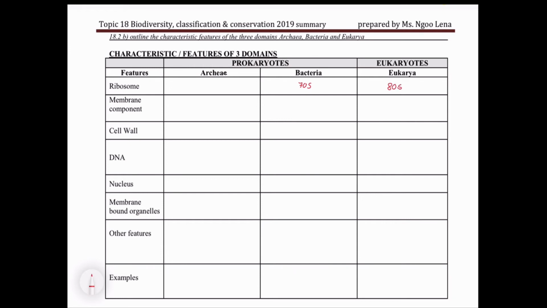Membrane component, bacteria is made up of phospholipid. Take note, it's a membrane but not cell wall. And eukaryote is also the same thing. We have phospholipid bilayer.